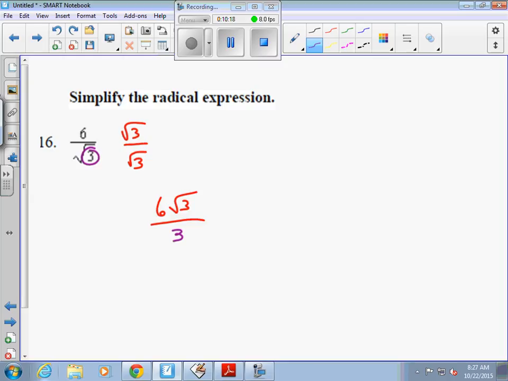Now here's one of those examples I said you can simplify. 6 and 3 have a common factor. 3 does. It goes into itself once, and it goes into 6 2 times. So 2 square root of 3. You always reduce fractions. That has not changed just because we're doing radicals.